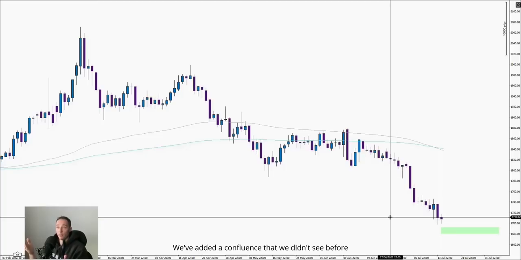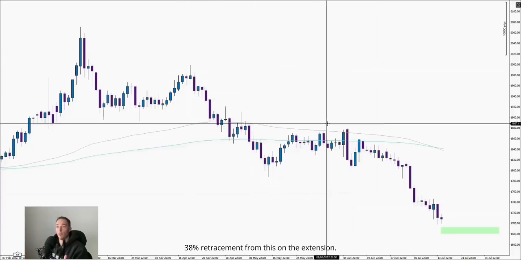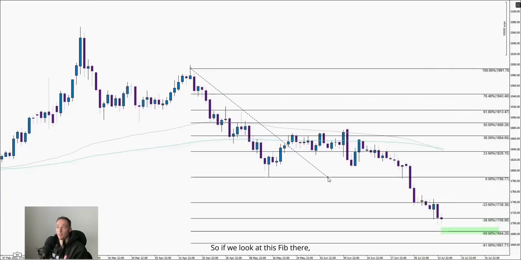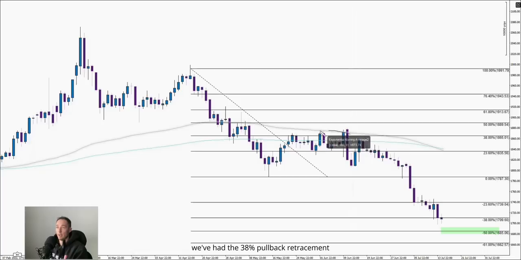We've added a confluence that we didn't see before. This is covered in the Fibonacci extension. We also now have on this area the minus 38, which is the mirror image of the 38 retracement on the extension. If you're looking at this fib, we didn't have that before, but we can add it. We've had the 23, 38, actually 38 is there. The 38 pullback retracement that breached and delivered to the 38 extension.